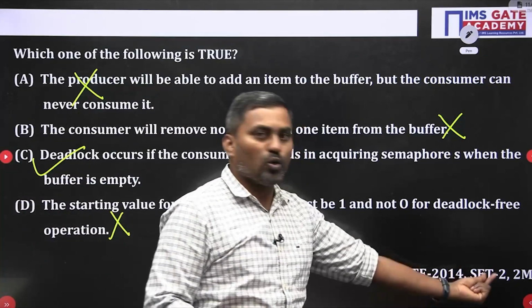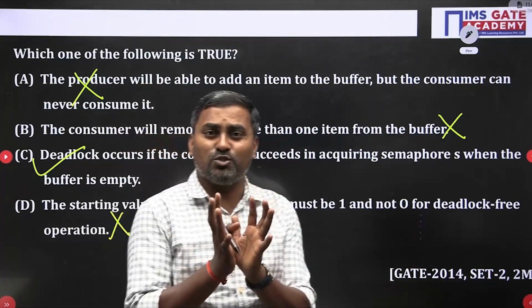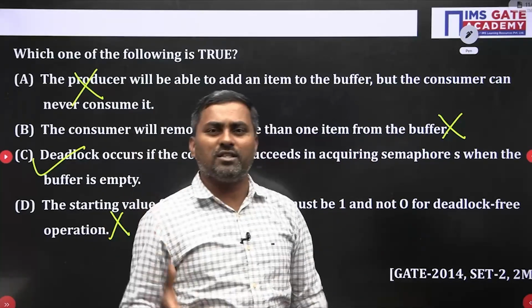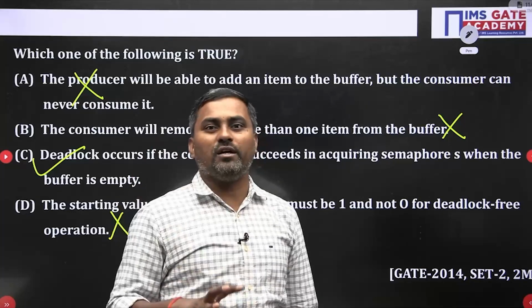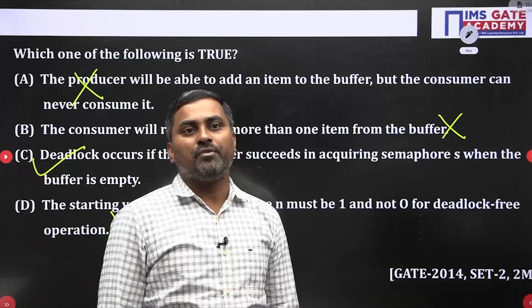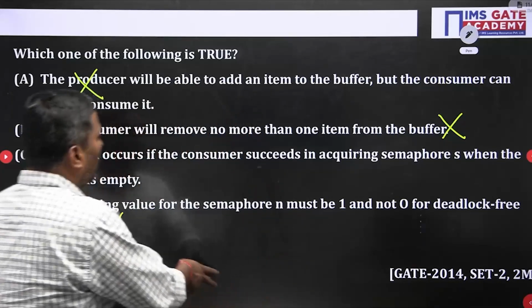2014 set number 2, 2 mark question, right? If you know the basic structure of the producer consumer problem and semaphore based solution, any number of questions framed on this area you can understand, because you just need to observe the code, trace it out and observe the statements. Obviously you are able to select the correct answer. I hope you understand the solution for this. So quickly we will move on to another question.